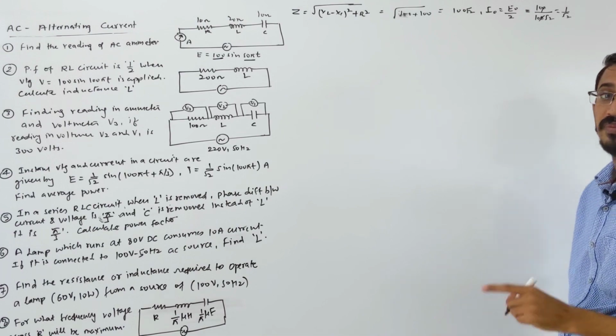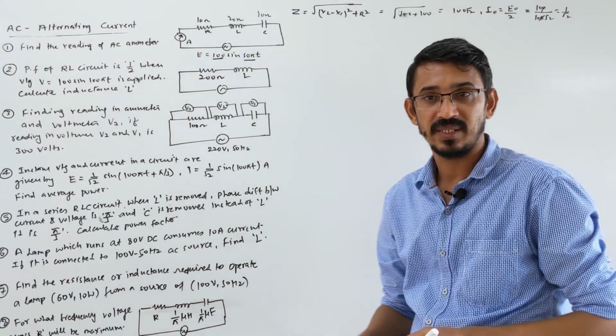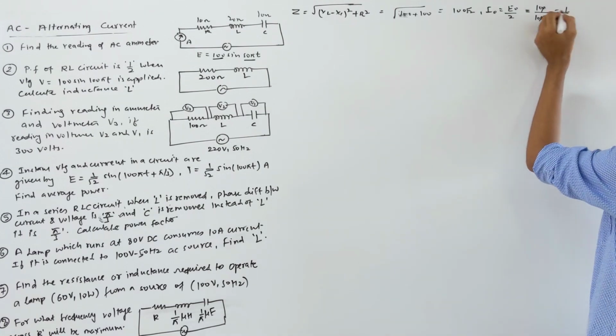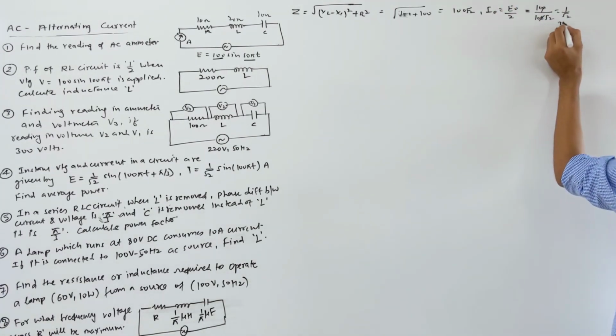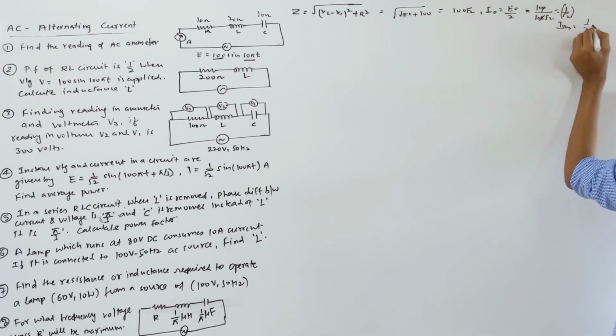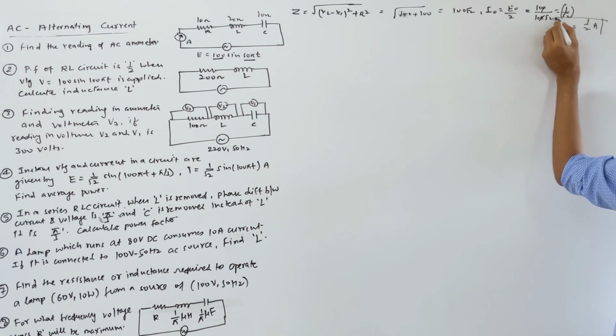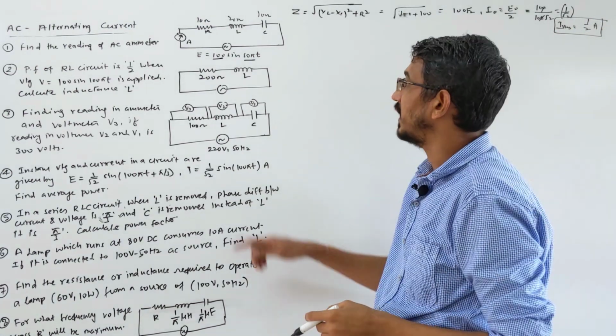Which current? Maximum current. But the ammeter reads what? It reads only the RMS current. So we have to find the RMS current. What is RMS current? Maximum divided by root 2. Correct. So RMS is I naught by root 2, which becomes 1 by 2 ampere, or 0.5 ampere, is the reading by the ammeter.